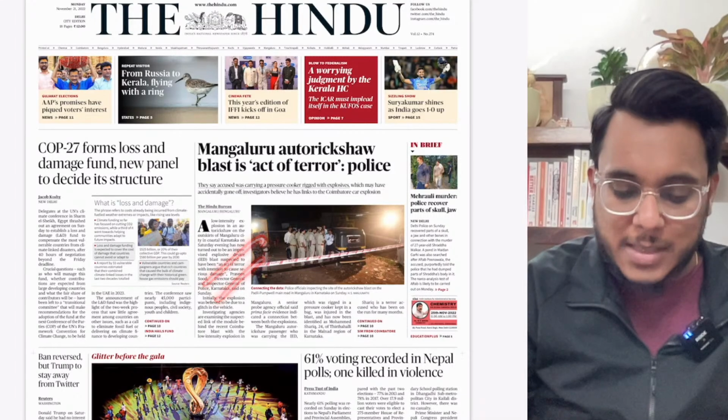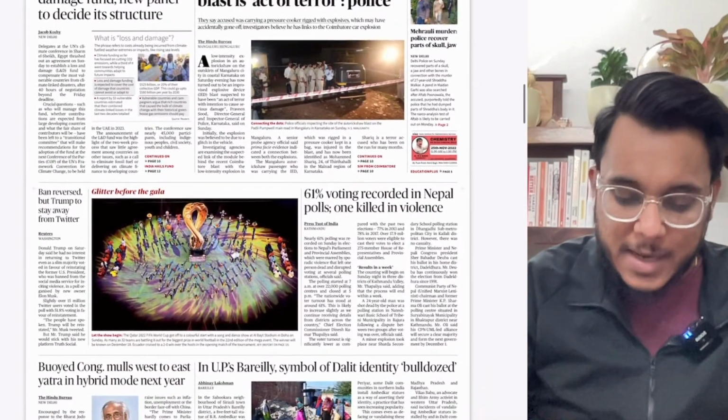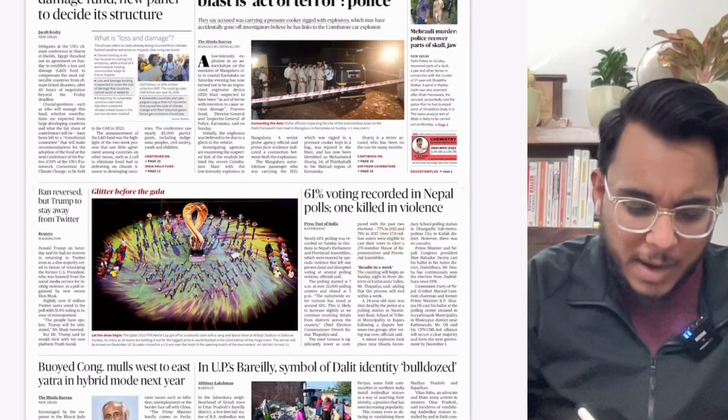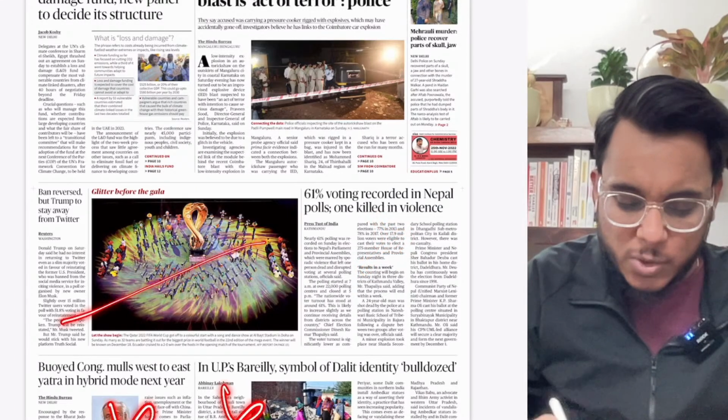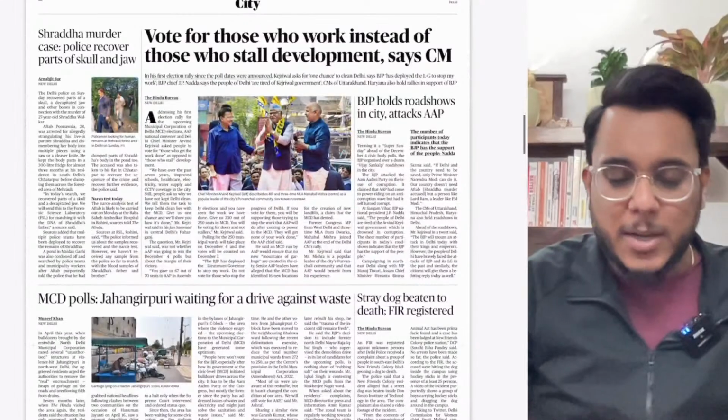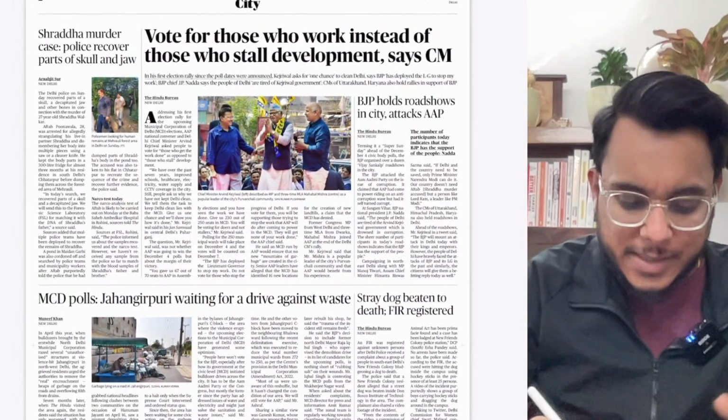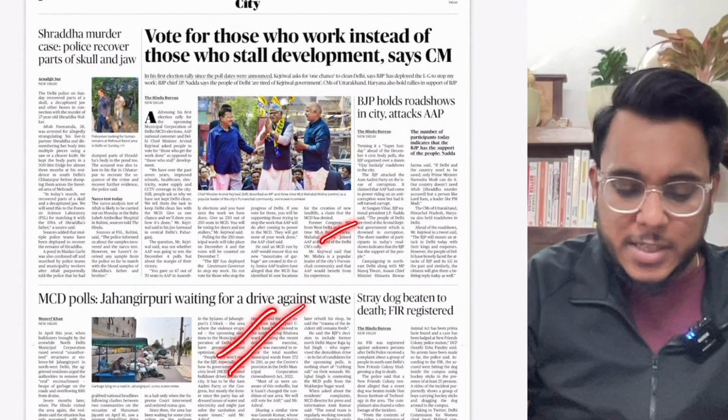Mangaluru auto rickshaw blast act of terror. Fine. 61% voting in Nepal. Now, not important article with respect to the examination, so no need to go here. Then coming to the city section, in the city section, regional politics, regional issues, etc. has been given.